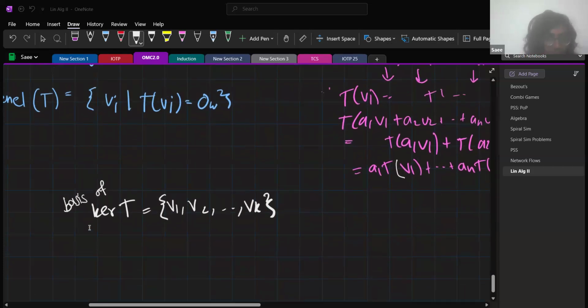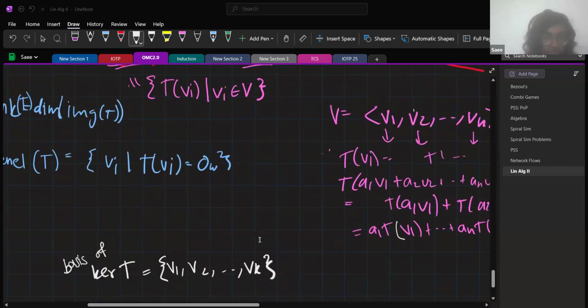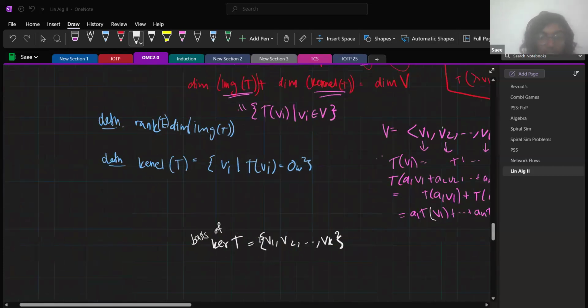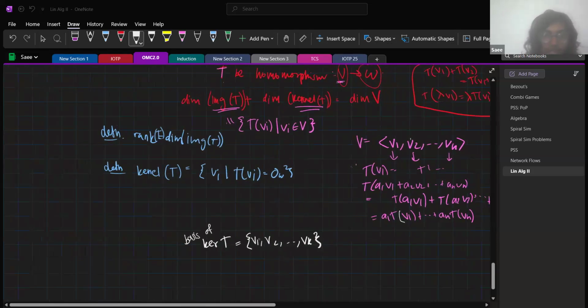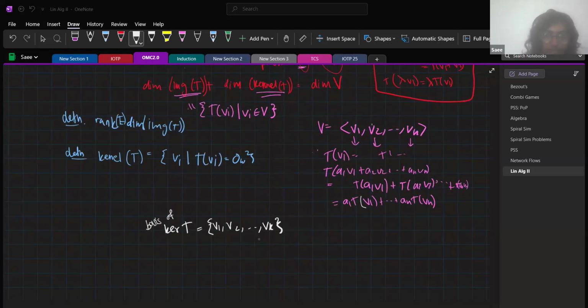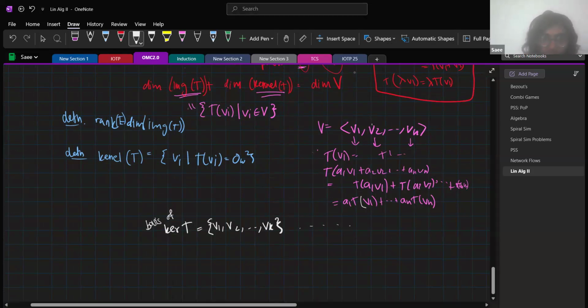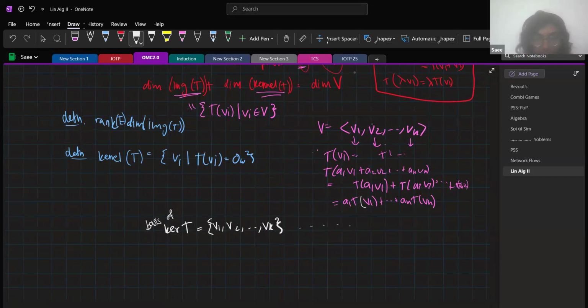Yeah. So let's say the basis of kernel of T is V1 up till Vk. Now the idea is to add a bunch of things to it to make it a basis of V. That's the idea. And then we will show that whatever things that we add are going to be a basis for the image of T. Something like that is our idea.